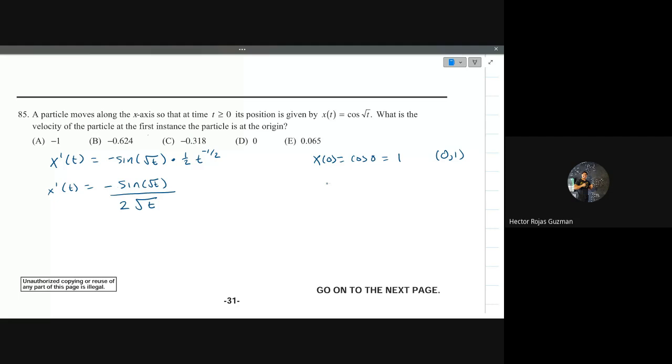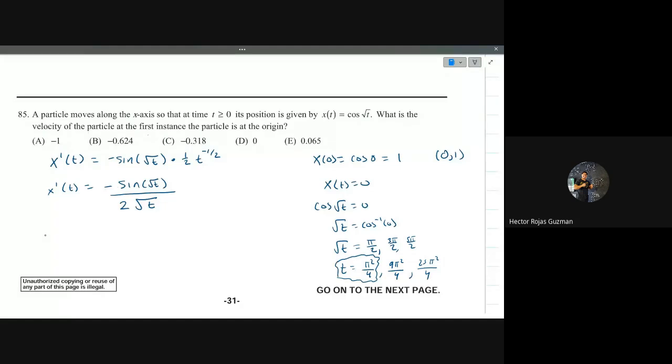Take the cosine inverse. When does cosine equal 0? At pi over 2, at 3 pi over 2, 5 pi over 2. And then we're going to square it. So at pi squared over 4, 9 pi squared over 4, and 25 pi squared over 4. But the first time that the position is 0 would be pi squared over 4.